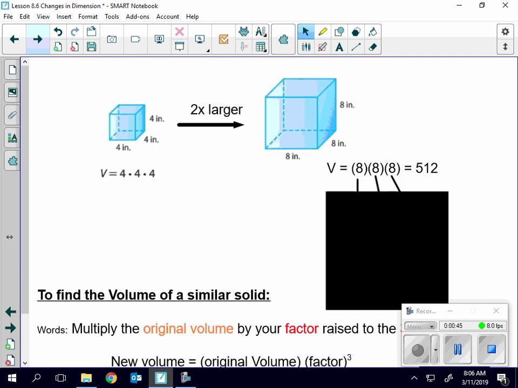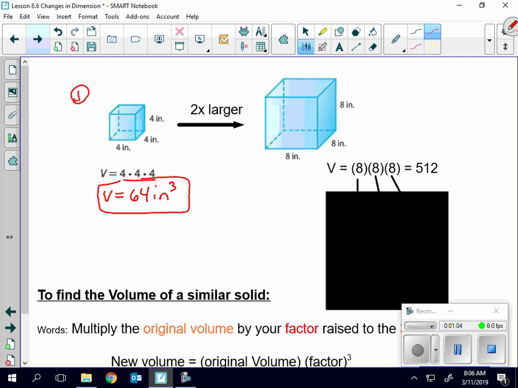All right, I'm going to explain that using this slide here. The first cube, number 1, is here. It's a 4 by 4 by 4 cube, so the volume is just 4 times 4 times 4, which is 64 inches cubed. That's number 1.